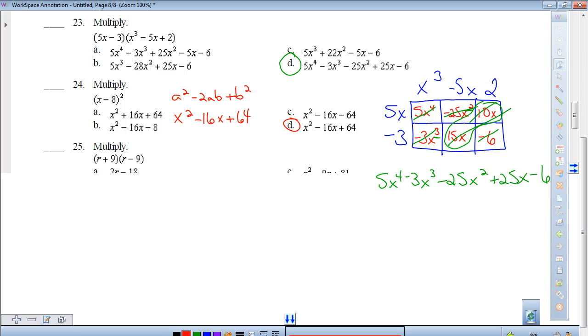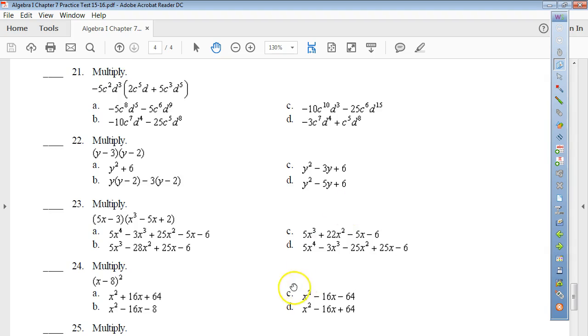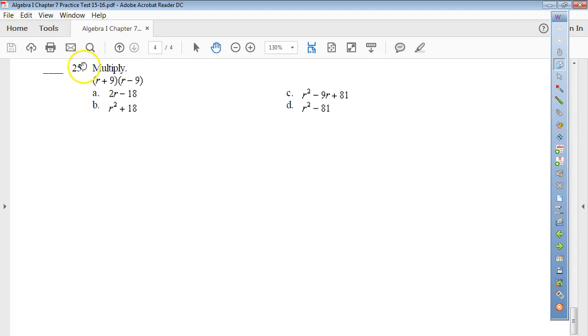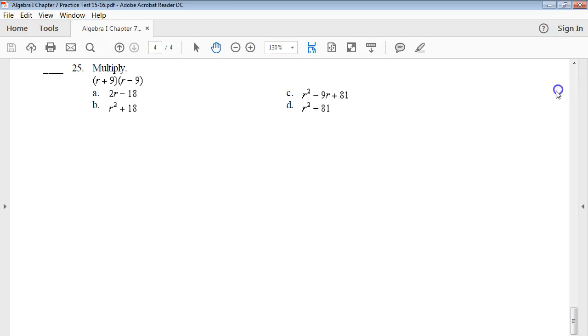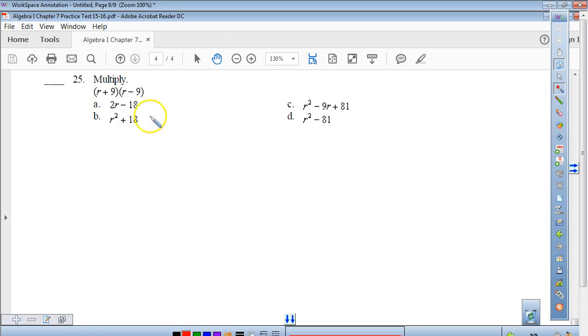And finally, we have number 25. R plus 9 times R minus 9. And we could FOIL this, or we could remember that this is one where the O and the I are going to cancel. This is positive 9R, this is negative 9R, so those will actually cancel out. So I told my class we don't have to OI, we only need to FL. That would be our first terms, R squared, and our last terms, 9 times negative 9 would be negative 81, so that's answer choice D.